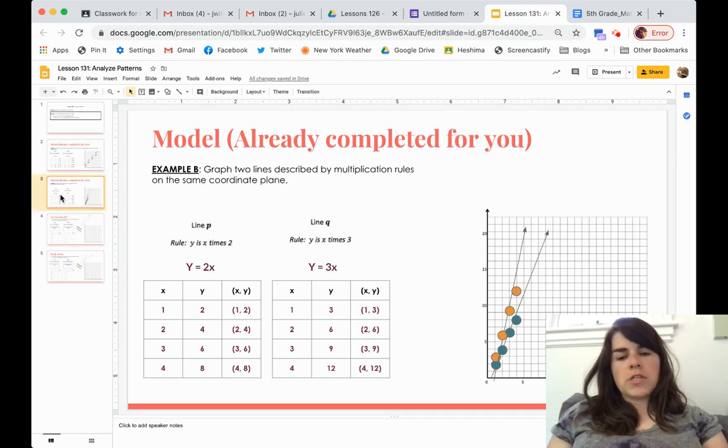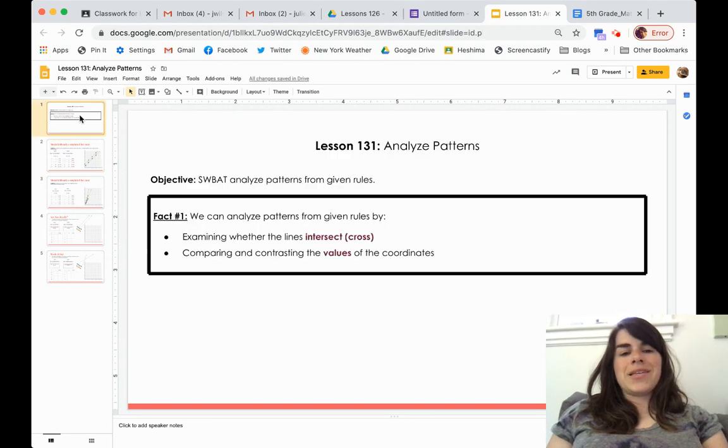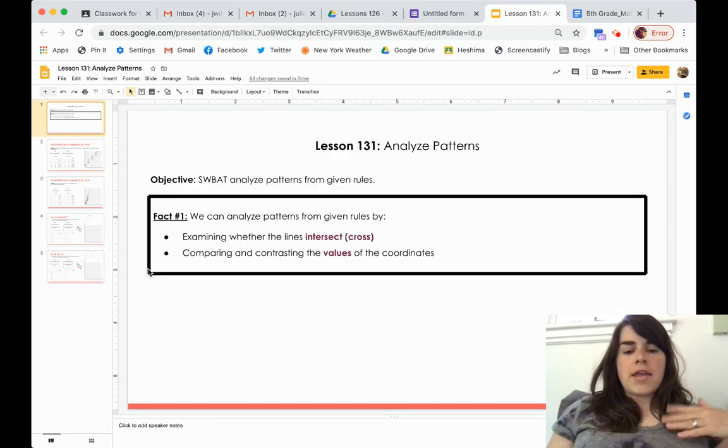So be careful today to make sure that you are following the coordinates and that you're plotting the correct line with the correct points, and thinking about whether or not the lines intersect or cross, and if those coordinates are increasing by a lot or a little. So that's really the focus of today's lesson.